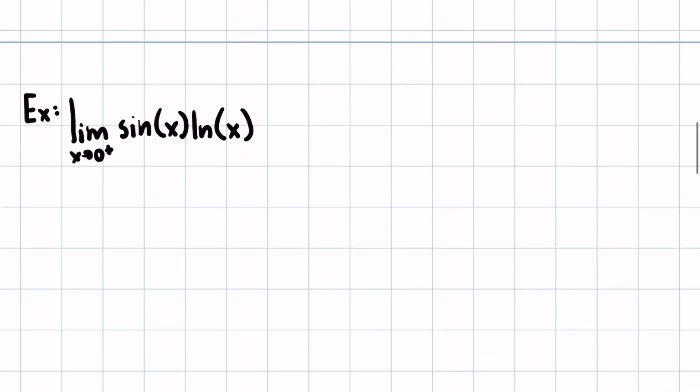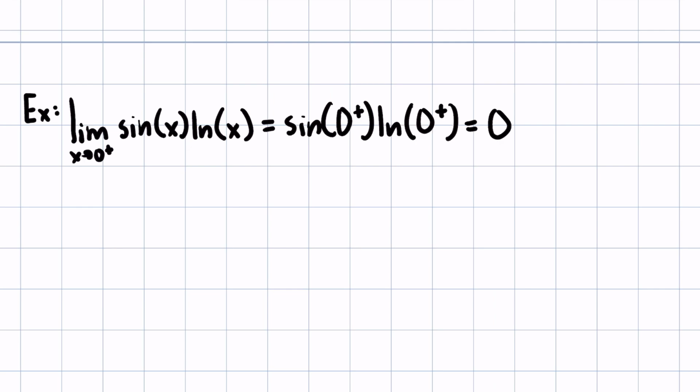Now, for this first example, if we plug in 0 from the right, we have sine of 0 from the right times the natural log of 0 from the right. Well, sine is just going to be 0, and then the natural log of 0 from the right is negative infinity. So this is 0 times negative infinity, same idea. So what I'm going to do is pick sine as my function to take the reciprocal of, because its reciprocal is defined as cosecant.